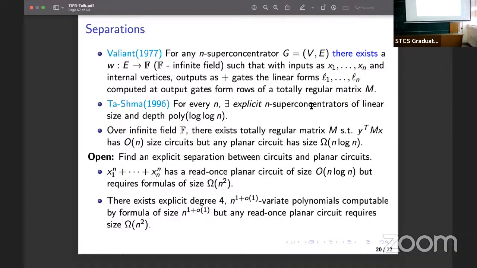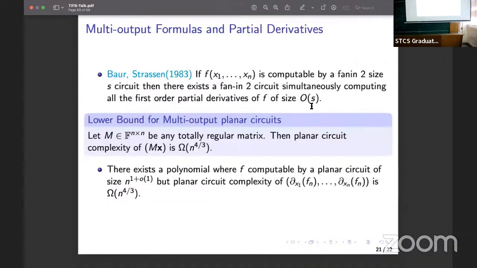Okay, so if you looked at the Boolean circuit case, there were also lower bounds for circuits computing multiple functions, not just one Boolean function. A similar situation also arises in the arithmetic circuit. So if you fix M to be any totally regular matrix and consider this linear transformation Mx, so now you are constructing n linear forms, each on n variables, then you can improve the lower bound to n to the 4/3. I mean, you can't really say improve because now you are computing n functions, not one function. So naturally this will be larger.